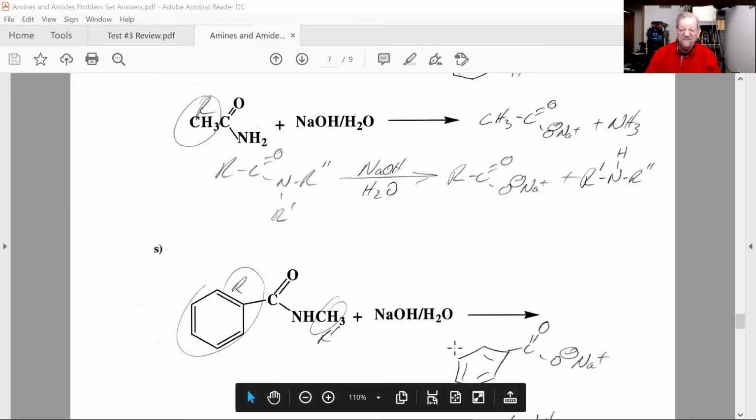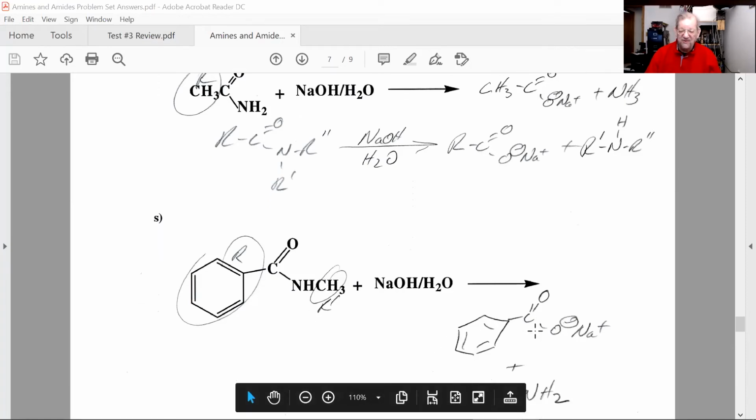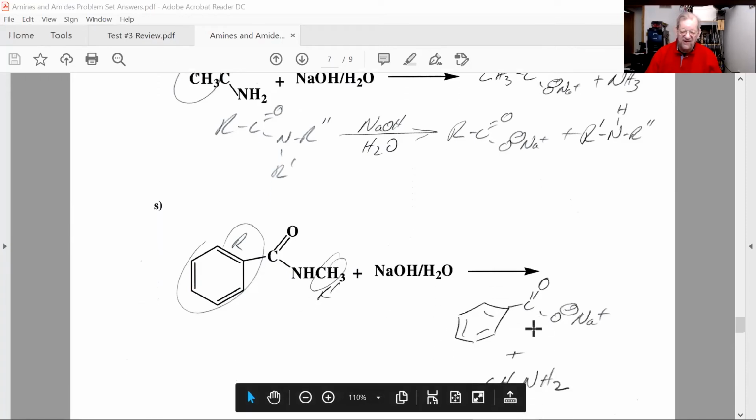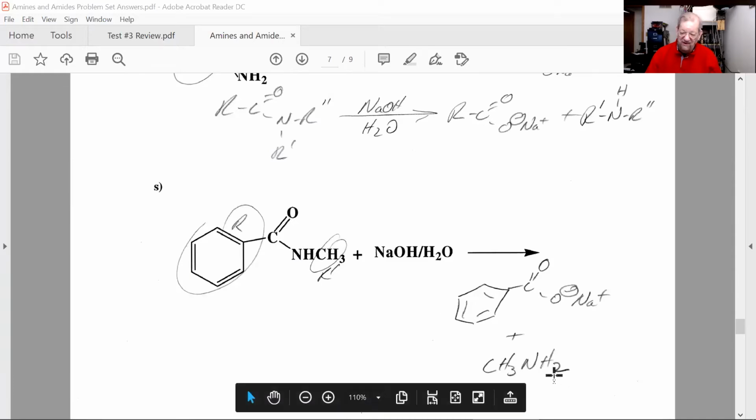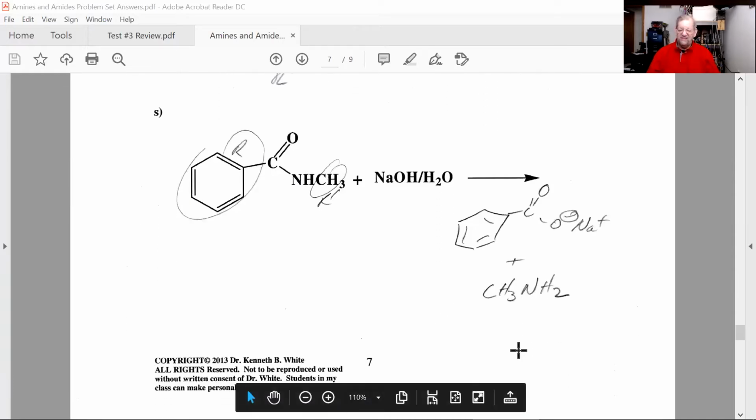What's R? Benzene ring, so you get sodium benzoate, and then the amine you would have gotten, R prime is methyl, R double prime hydrogen, add one more hydrogen, you get methylamine.